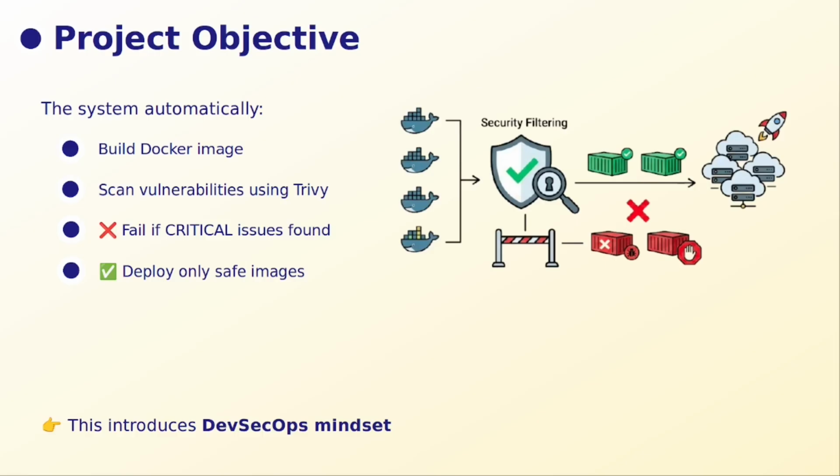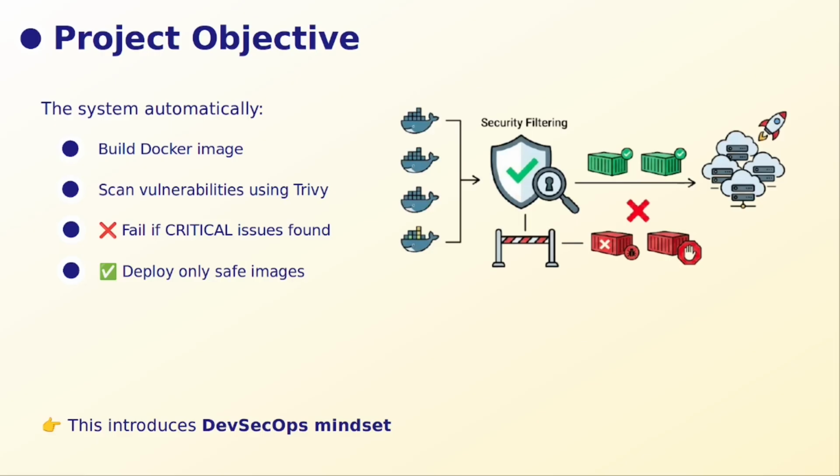Here's what our system does automatically. First, it builds a Docker image from our application. Next, it scans the image using Trivy, which is a popular security scanner. Then comes the more important part. If critical vulnerabilities are found, the pipeline will fail immediately. If no critical issues are found, the image is considered safe and can be deployed.